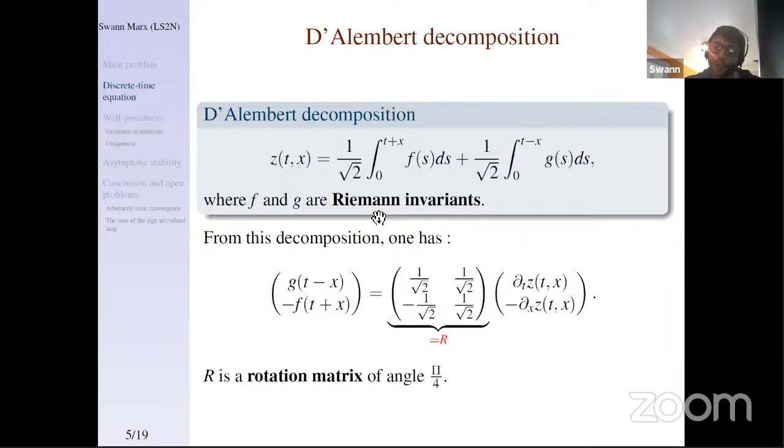And from this decomposition, we are able to make a link between f, g, the time derivative of z, and the space derivative of z, thanks to a matrix, which is a rotation matrix of angle pi over 4. So this rotation matrix will be really important in the statement of some results. And I will illustrate how it is important with some figures when establishing the well-posedness.